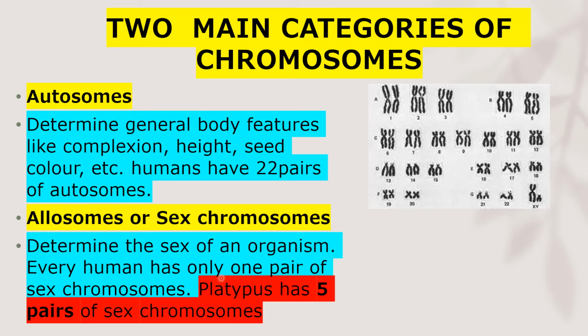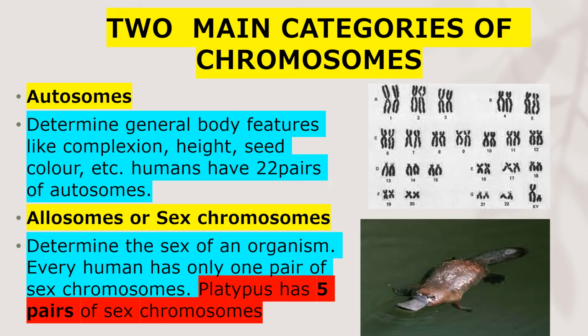Every human has only one pair of sex chromosomes. Here you can see this is the sex chromosomes of a human male, the 23rd pair. But the platypus has 5 pairs of sex chromosomes. This is the platypus. This is a rare case. In some animals, very rarely, we can see more than one pair of sex chromosomes. An example is the platypus, which has 5 pairs of sex chromosomes.